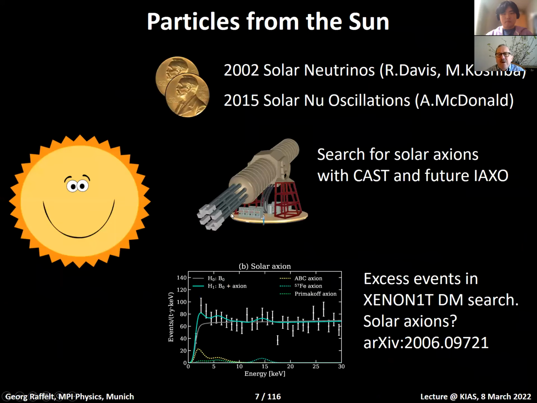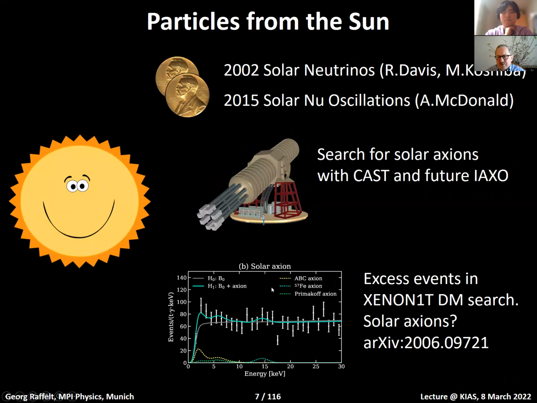Okay, let's first talk about the sun as a particle source. I mean, of course, the sun is a well-known source of neutrinos, and it was, after all, good for two Nobel Prizes: for the discovery of solar neutrinos in the first place, then for solar neutrino oscillations in 2015. And today it's still good as a source for solar axions, and I'll talk about this briefly.